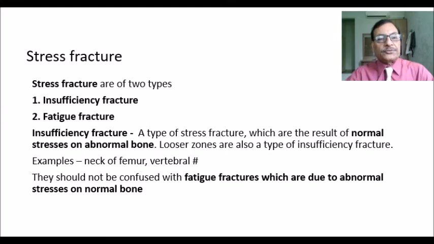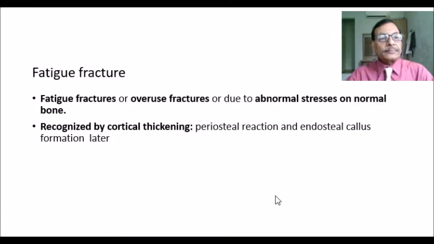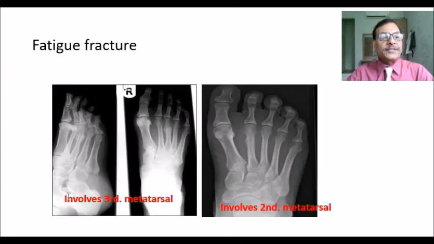insufficiency fractures. And fatigue fractures are usually also called overuse fractures, and it happens due to abnormal stresses on normal bone. Bone is normal, but stress is too much, and it is recognized later on by seeing the cortical thickening or periosteal reaction. So we can see it here.